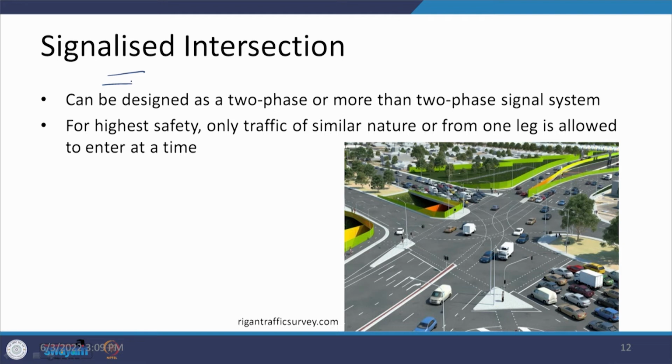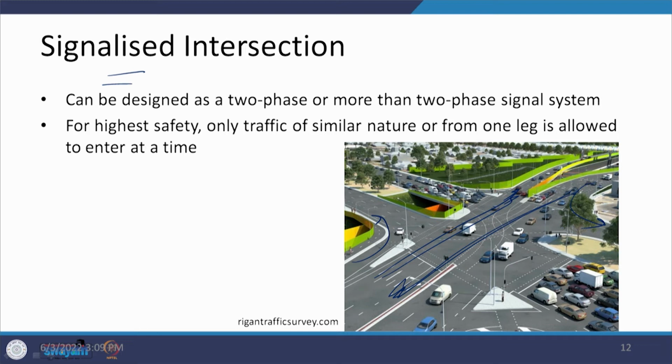Say if we allow the traffic which is coming from this direction, at one point of time it is going straight, and this traffic is going straight like this, and along with this the left turning here and the left turning here is being allowed. So, now there is no such conflict, no traffic is crossing each other. So, this can be one way of doing it.